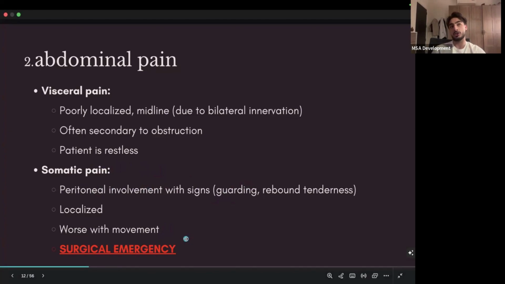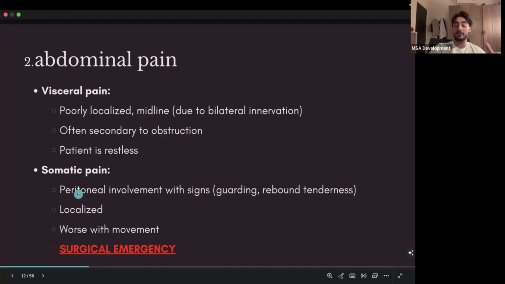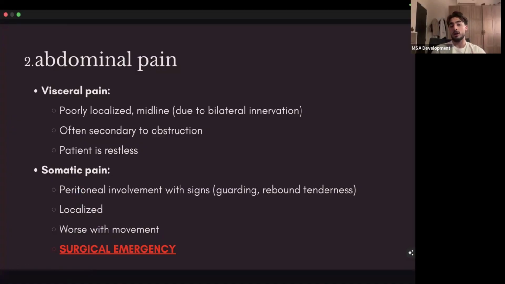A lot of the time you'll get a question of a patient with appendicitis or something like that, and they'll tell you there is some guarding. The answer would be you do immediate surgery, because this is a surgical emergency. As soon as the peritoneum is involved, we know that this could lead to something a lot more severe. It could lead to perforation. It could lead to bacterial peritonitis, which is life-threatening, and so on. And again, the somatic pain would be localized and worse with movement.